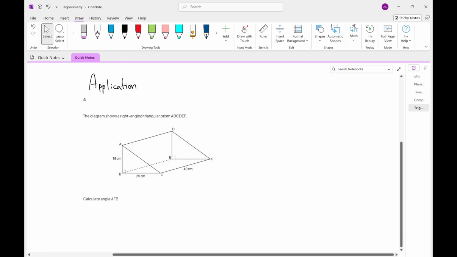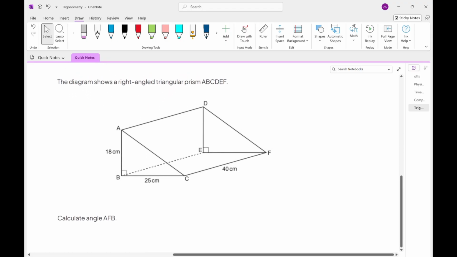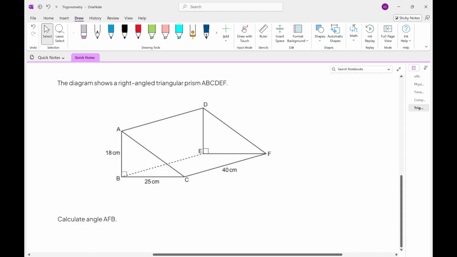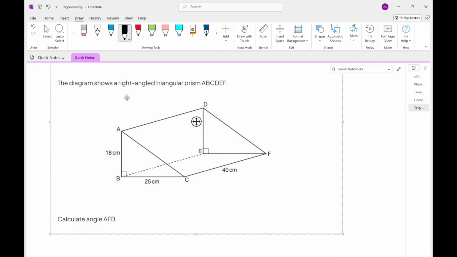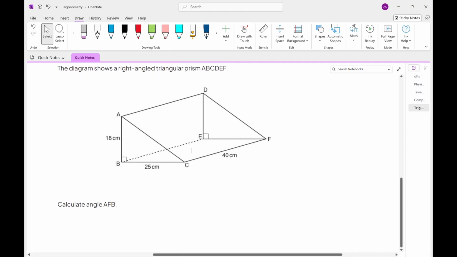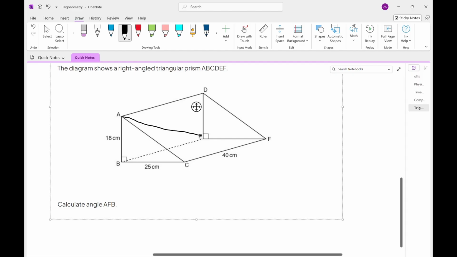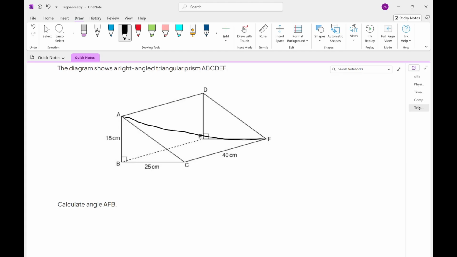Lastly, let's move on to a bit of application, into a bit of harder style questions, and so what we have here is a right angle triangular prism. So remember, we have our right angles right there. We have a right angle right there. And we are asked to calculate the angle AFB. So imagine that this is the angle that we're trying to calculate. So let me draw that in straighter line really quickly.